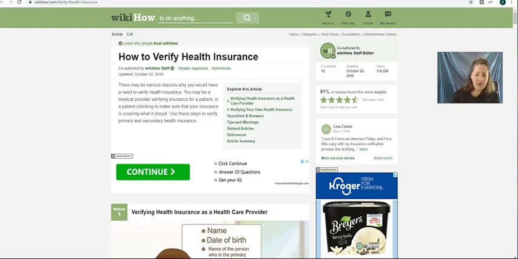But how do we verify health insurance? I'm going to just use this document I found on the WikiHow website. I find this is a great document, so we're going to use this, and I've got just a few things to add beyond what they said.